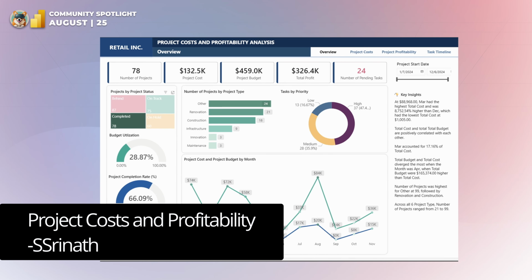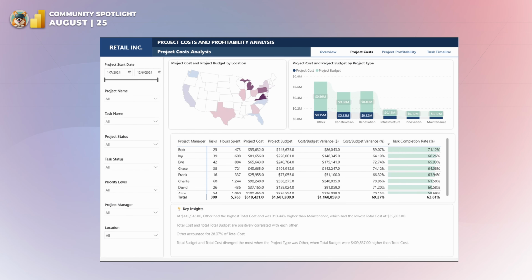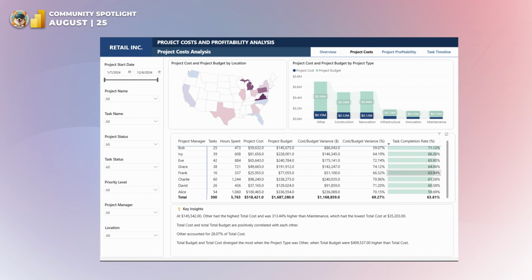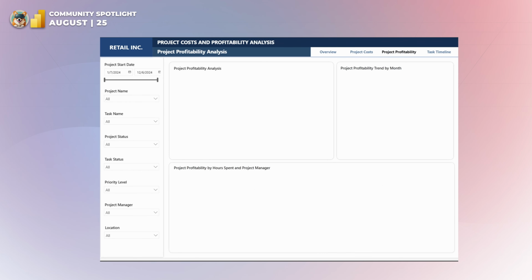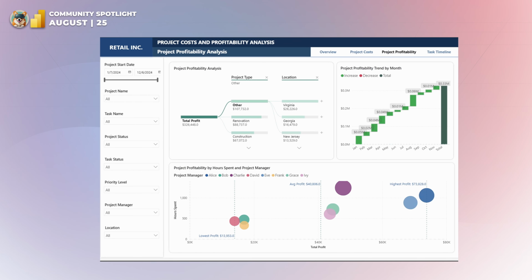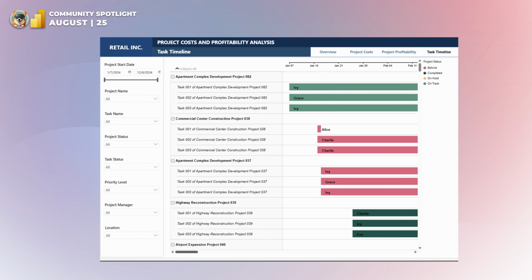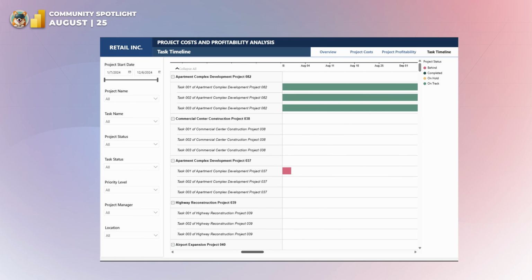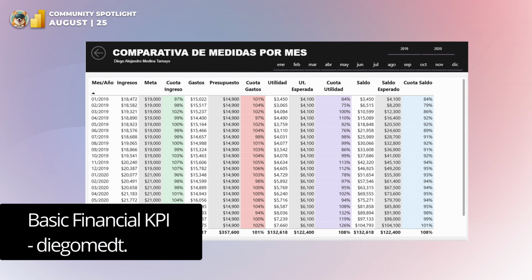Next is Project Cost and Profitability by SSrinath. This dashboard is very detailed and very practical, and it spans over 4 pages, and the author smartly designed the project cost and profitability page. The task timeline page is like any other project management tool you are used to seeing. Great work by SSrinath.